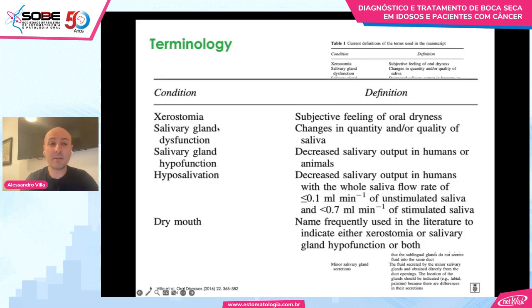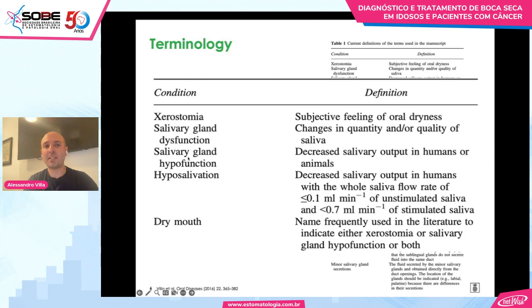One is xerostomia, which is defined as the subjective feeling of oral dryness. This means that a patient may complain of dry mouth, and when we check the presence of saliva, they may have a normal salivary flow. And then there are patients with salivary gland dysfunction. This refers to changes in the quality and quantity of saliva, very common, for example, in patients affected by a complication of bone marrow transplantation called chronic graft-versus-host disease.